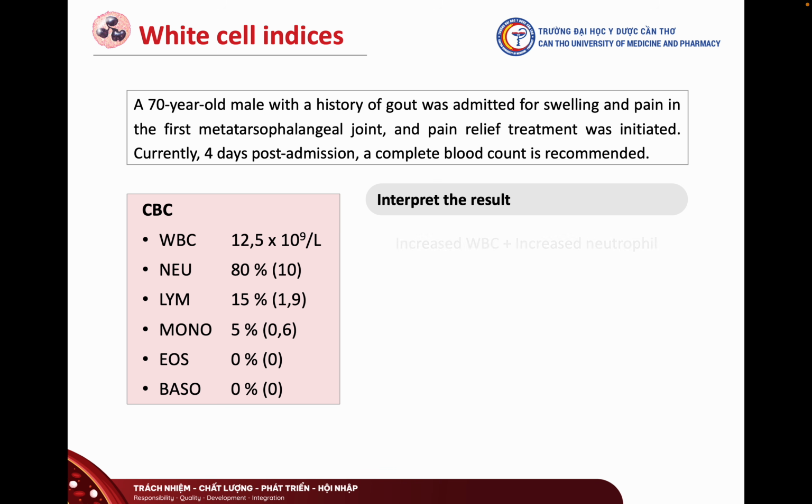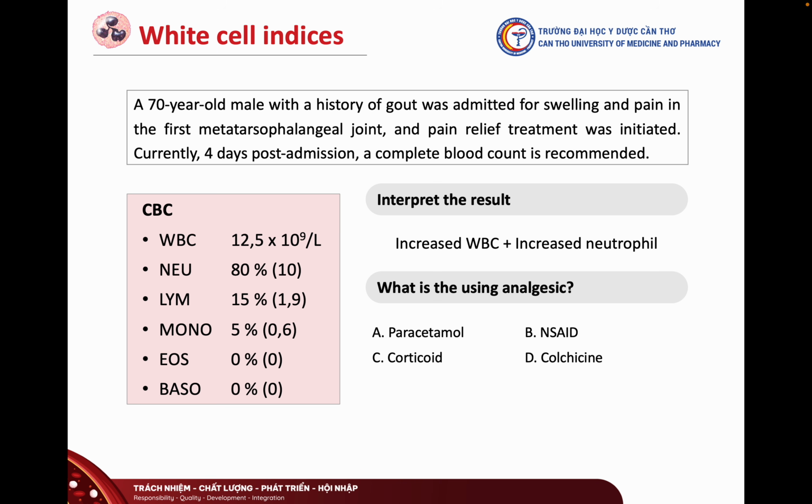So now comes the key question. What is the analgesic currently being used in this patient? Take a few seconds to think about this. And the most likely answer is corticosteroids. So the answer is C.